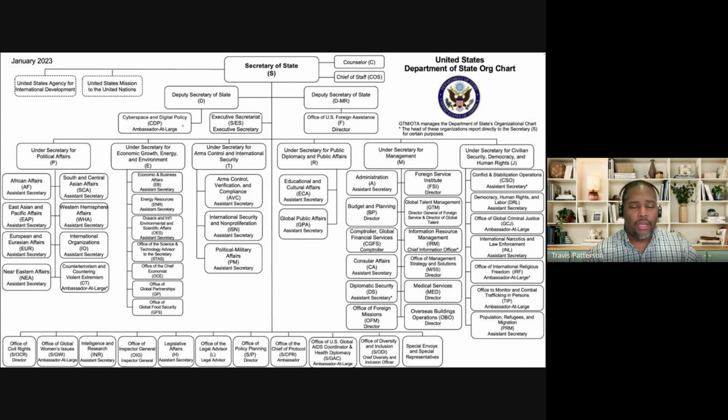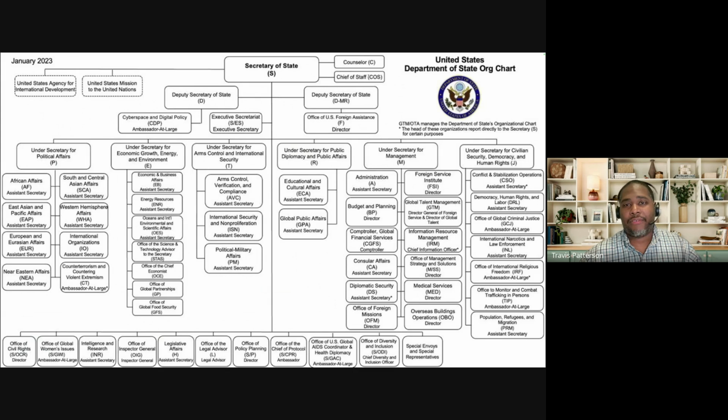You will notice that at the top we have the Secretary of State. Don't worry, I have faces to go with this as well, so you don't just have to look at this black and white screen and say, "Hey, this is all we learned today." We have the Secretary of State, which is the head of the Foreign Service and all things foreign affairs as it pertains to the United States.